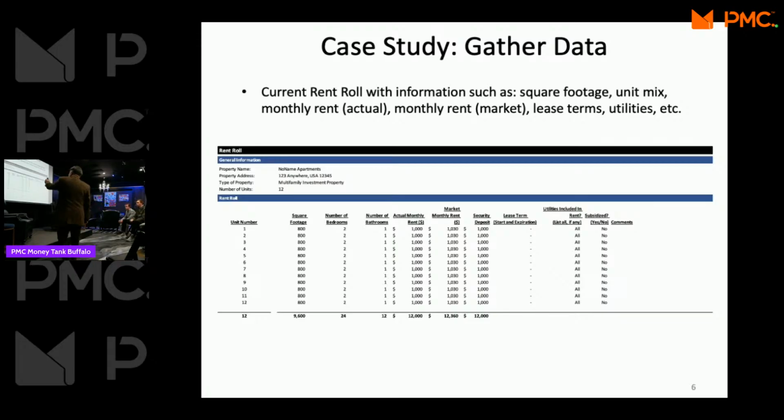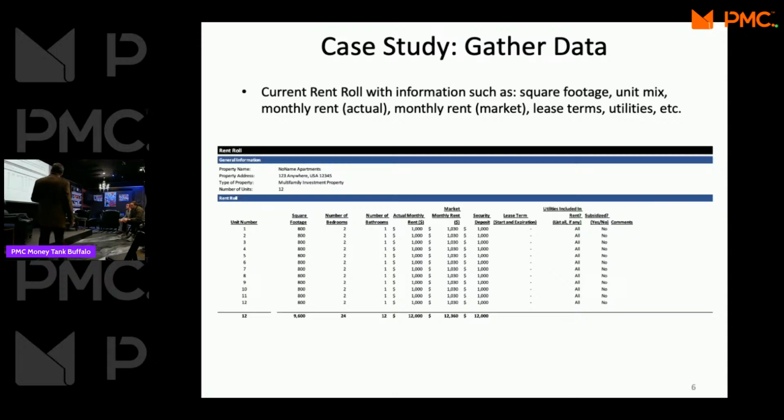Okay. So if you take a look at this, no-name apartments, 12 units, anywhere USA, we break down typically the square footage, the number of units, the number of bathrooms, number of bedrooms, the contract rent, the actual rent, and then we show the market rent as well. Okay. So here you are today versus where you can be. But again, you have to take a look at the condition as well, right?